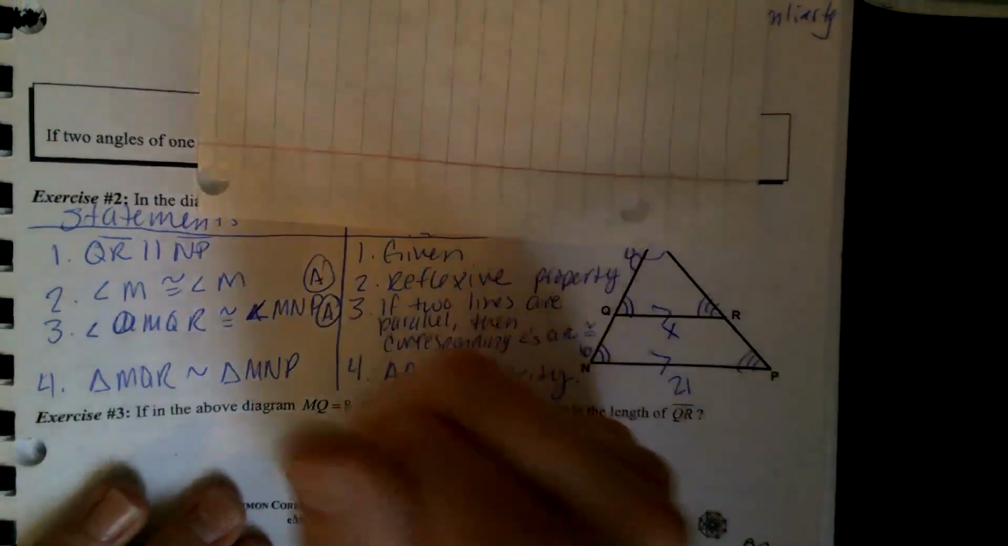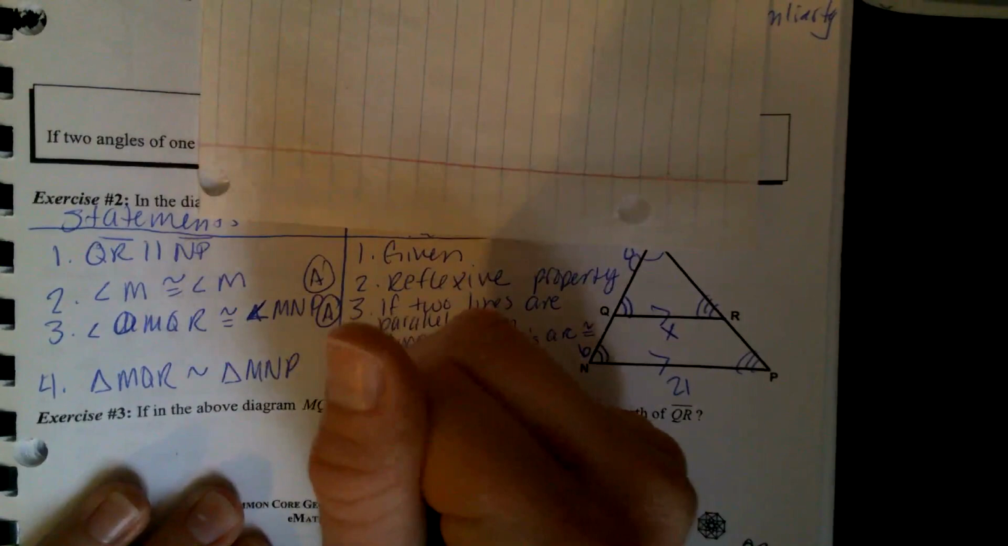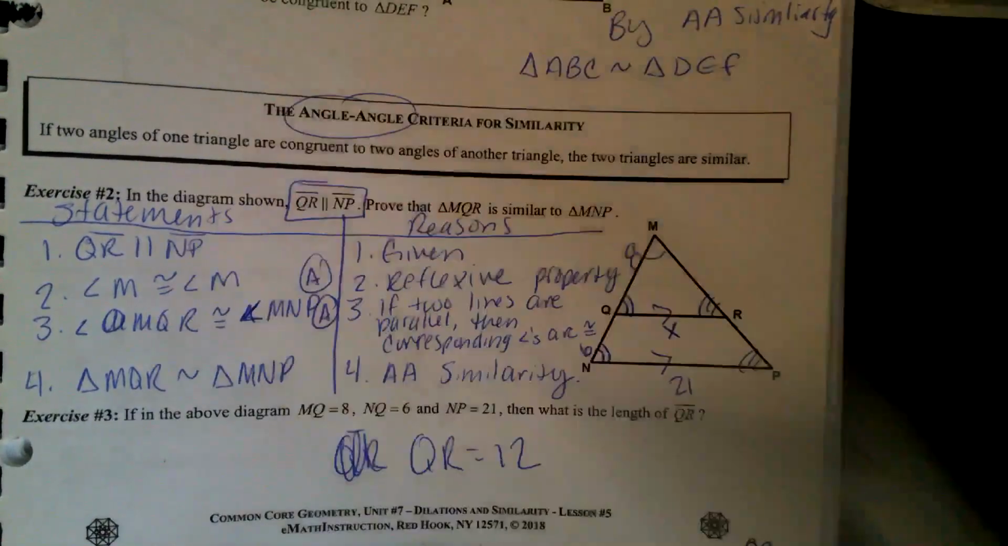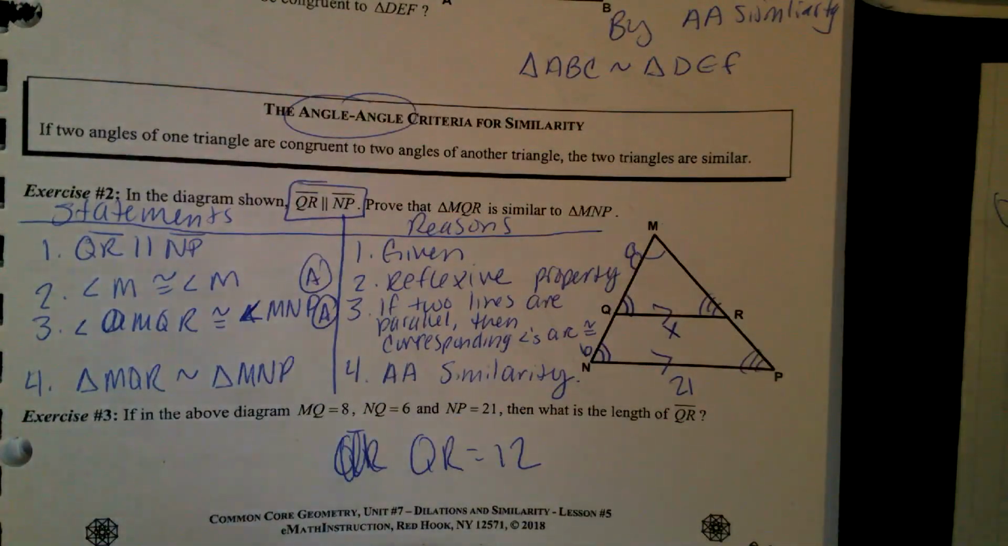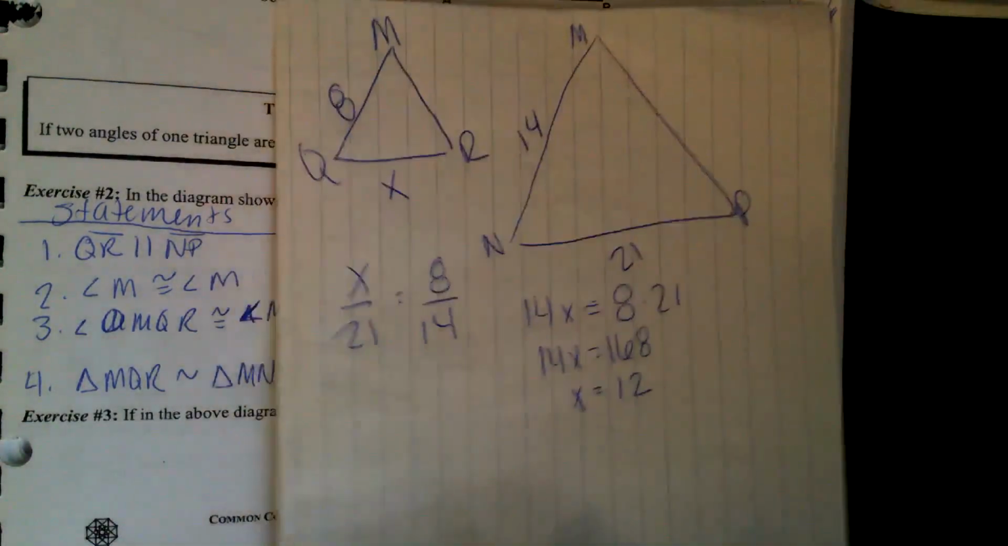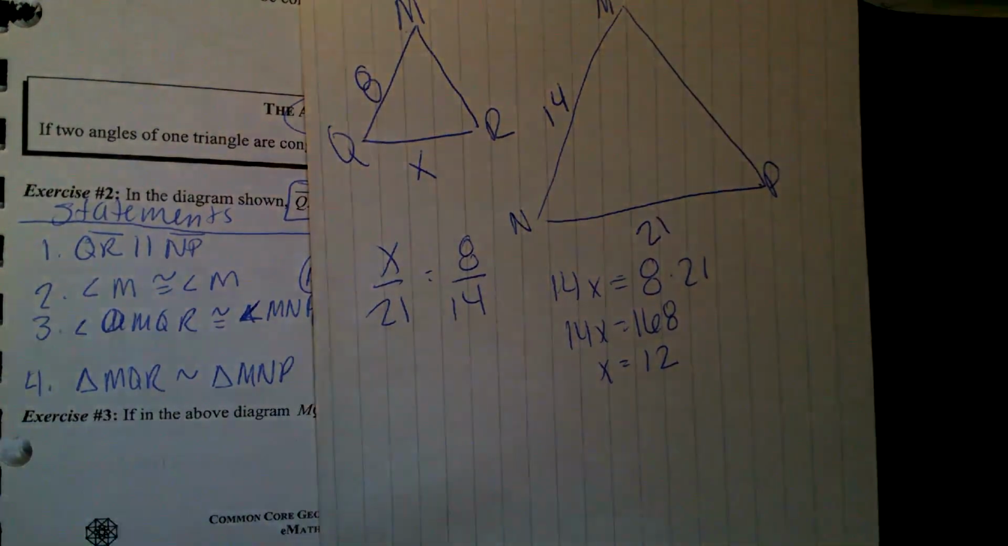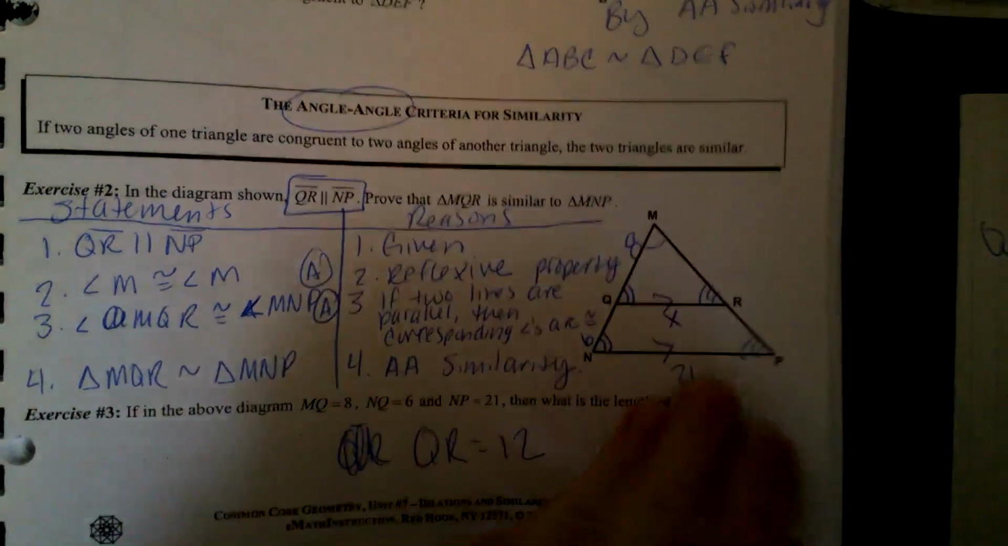So the length of QR is equal to 12. And if you guys need the work, I'll put this back up real quick. All right. So now let's look on the next page.